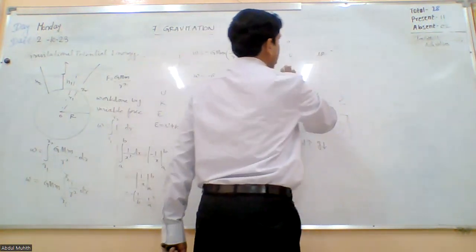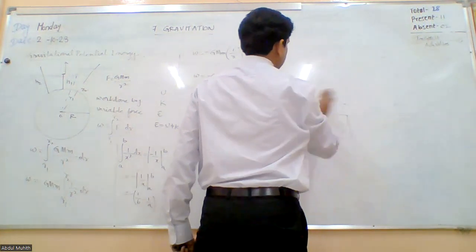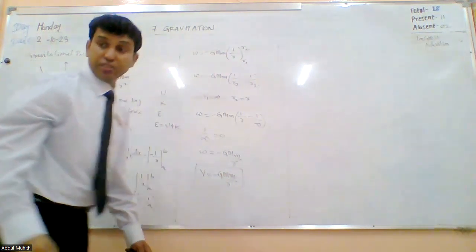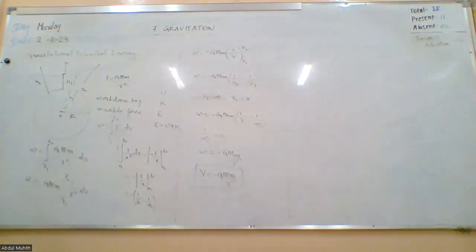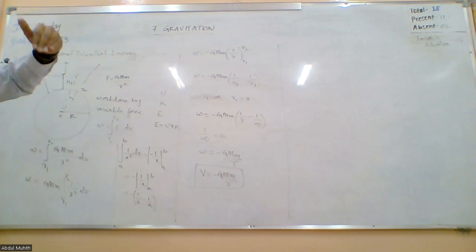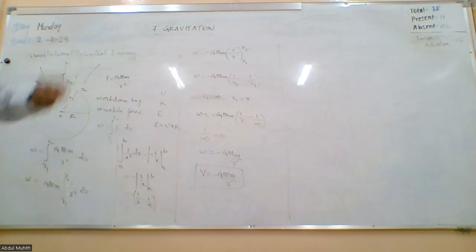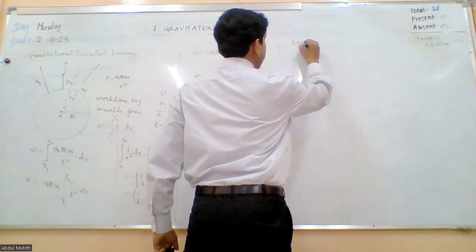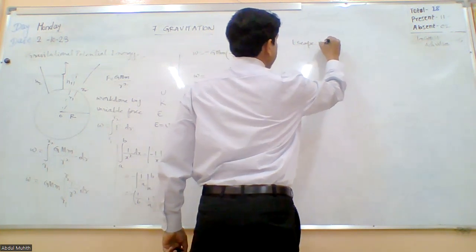Now we will go to escape velocity, then orbital velocity, so that we can finish this. So what is escape velocity? The minimum speed or velocity with which a body is projected in space such that it escapes the gravitational pull of the Earth is said to be the escape velocity or escape speed.